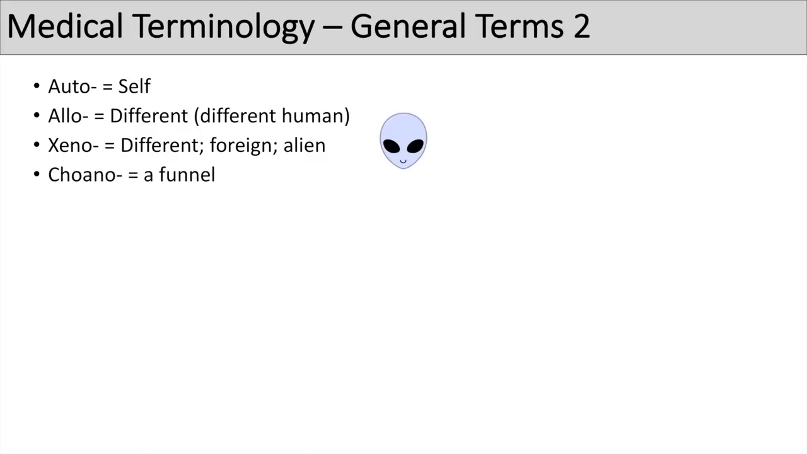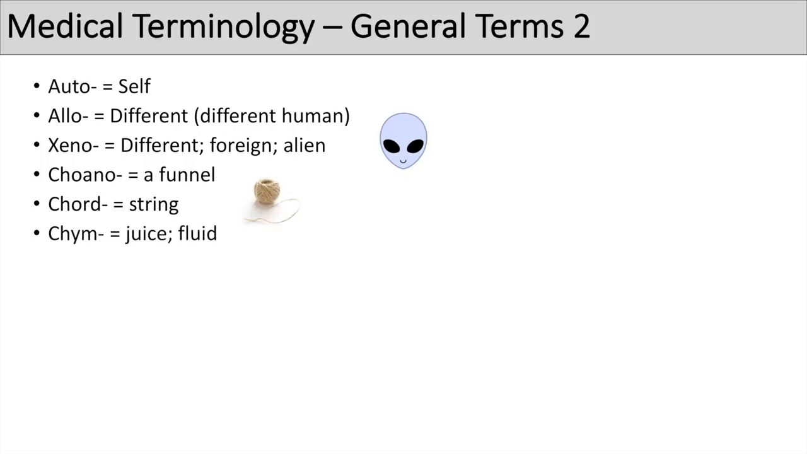And the next one is allo. This means different, or more appropriately, different human. So it's someone different within the same species. And I say that because the next prefix is xeno, which also means different, but usually of a different species. It also means foreign or alien. Another prefix is coano. This means a funnel. The prefix cord means string, so you might hear the words chordae tendineae when you're looking at cardiac anatomy. So cord just means string.